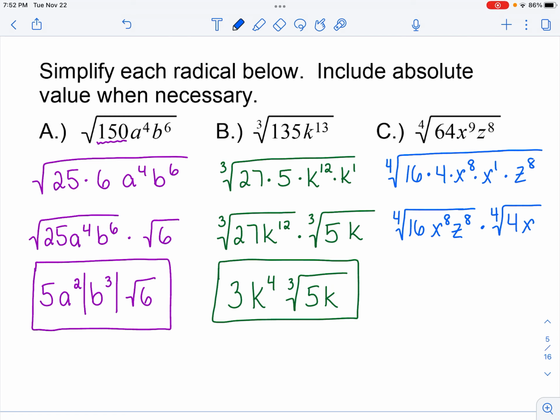The 4th root of 16 is 2. The 4th root of x to the 8th is x squared. The 4th root of z to the 8th is z squared. And then we're still going to have the 4th root of 4x.